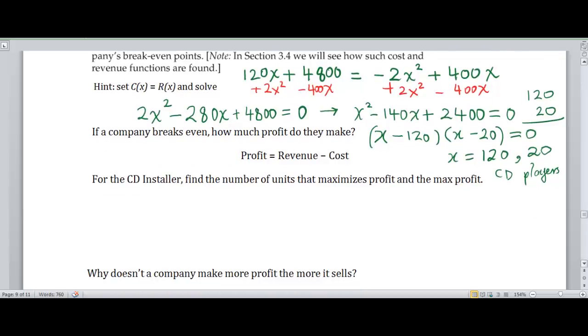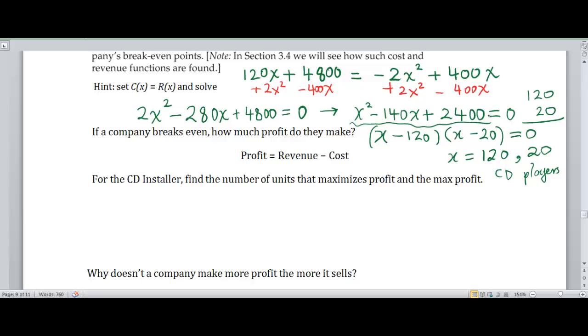And then it says here, for the CD installer, find the number of units that maximizes profit and the max profit. Oh, before I go on, if you weren't sure how to factor this, then you could have also used the quadratic formula. Okay, so I want you to take a minute, pause the video, and do the quadratic formula for this function right here. And you should also get 120 and 20.